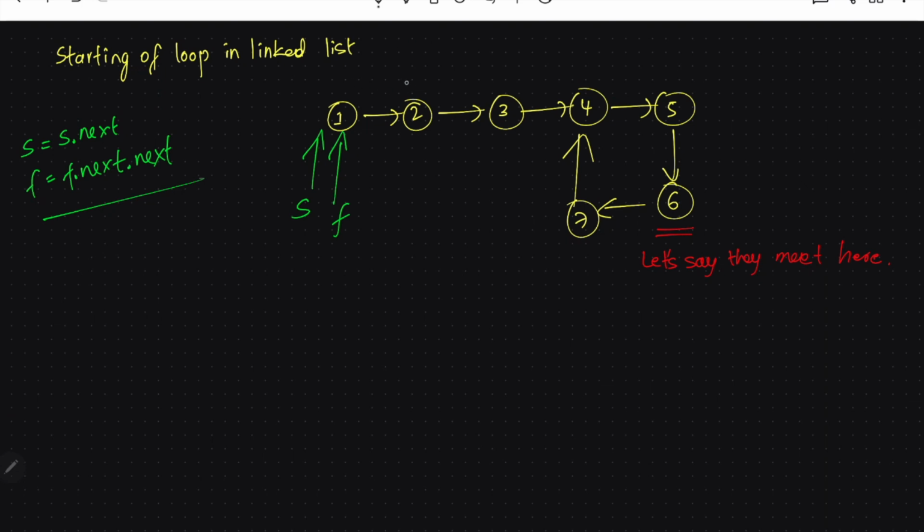So then let us write some variables to indicate the distance. P is the distance from the starting of the list to the start of the cycle. Let C be the cycle length, and we can consider this distance as x. C is the cycle length, that is the number of nodes present in the cycle, and this remaining distance will be C minus x, because C is the total number of nodes and x is the distance from the meeting point to the start of the loop.